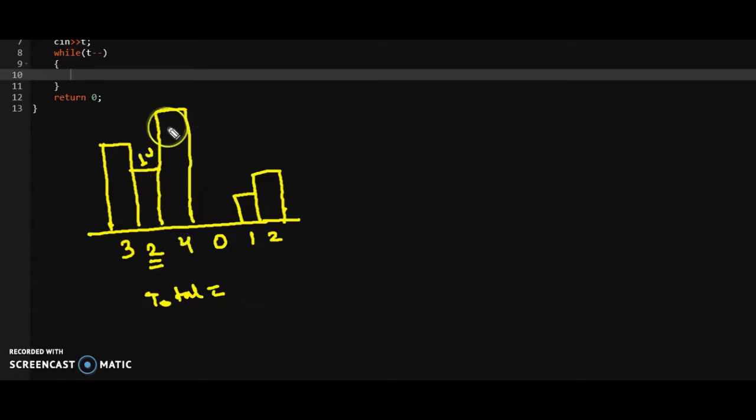If I talk about this, there is no maximum in the left, so we cannot store water for this, right? Now at this point, what is the maximum in the left? It's 4. And what is the maximum in the right? 2. So how much water can we store here? The minimum of these is 2, minus the height of this bar, which is 0, so I can store 2 units of water. As you can see, I can store 2 units of water here, right?